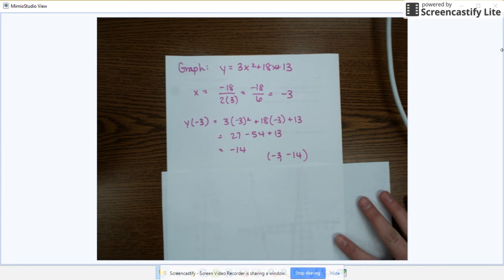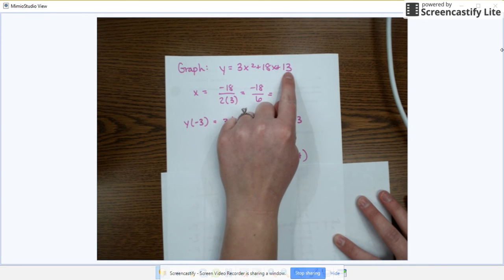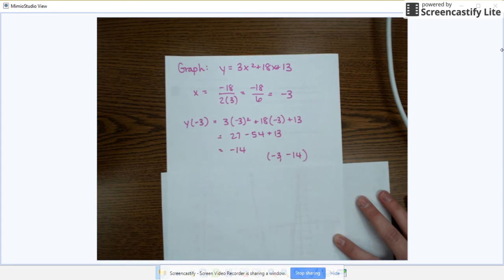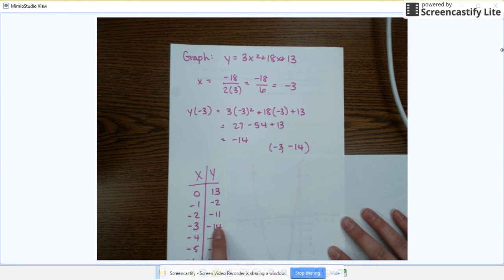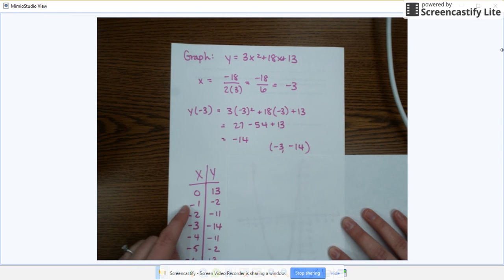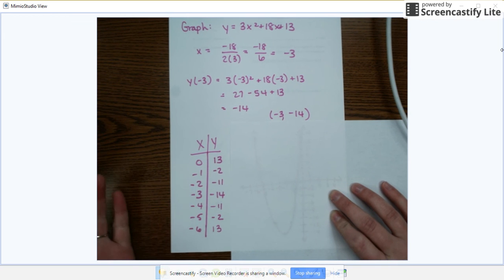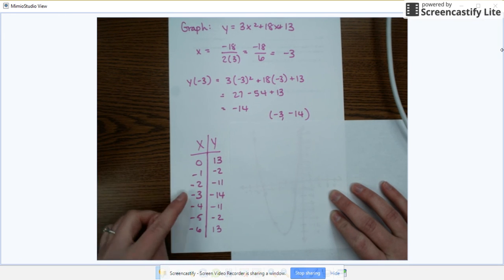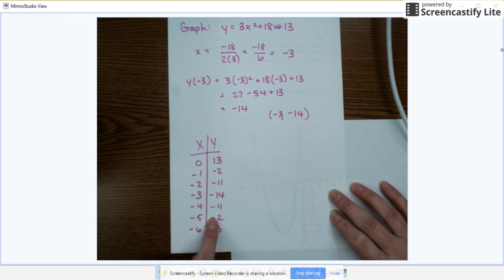We can always find our y-intercept by plugging 0 in. Well, that would become 0, that would become 0, so we know our y-intercept will be 13. So when we go to make our table, remember your vertex is that center point. We picked 2 points to the right, 2 points to the left. I went ahead and chose 3. The more points you have, the more accurate your graph is. So we plug in all of these x values and get these corresponding y values.